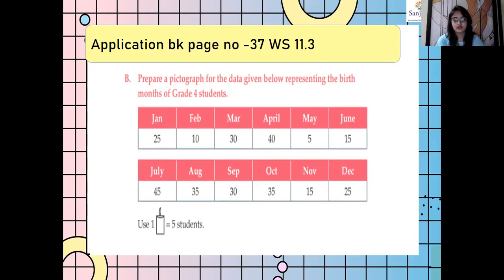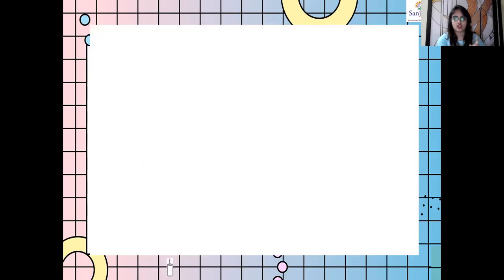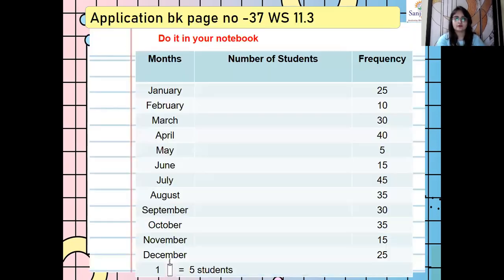Now, they have given you the symbol already there. The key has been already given there. Use one symbol of candle for 5 students, and you need to prepare the pictograph. Okay, so for making this pictograph, children, we don't have space in our application book, so you will be writing this in your notebook. Okay, you draw this in your notebook.